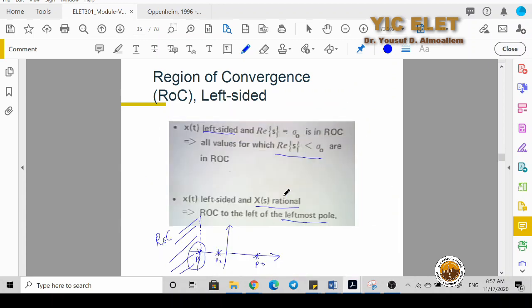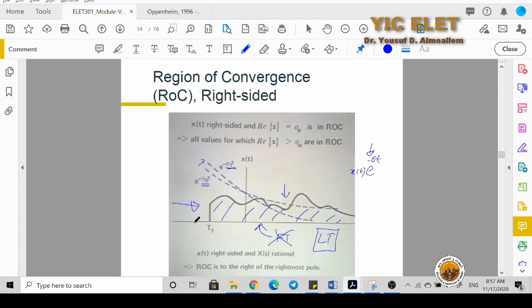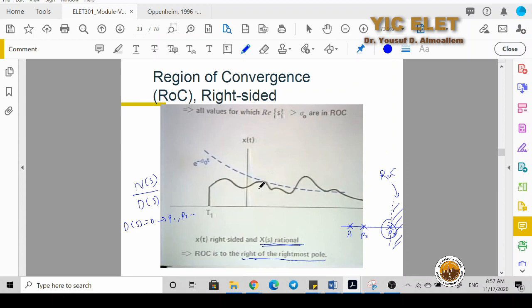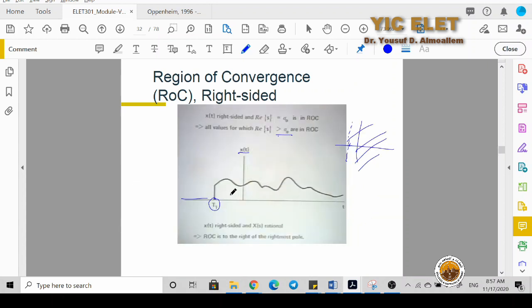And what about now? I don't have a figure for left-sided. This is only for right-sided, but left-sided will be flipped.